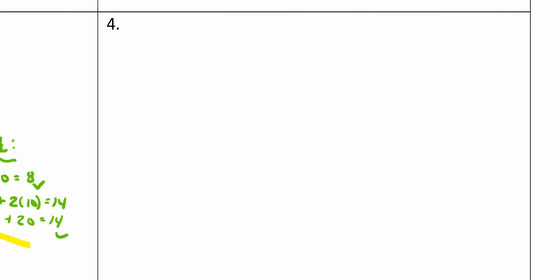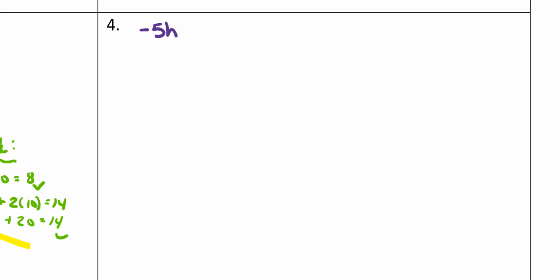Again, I'm going to let you try this one. The problem is negative 5h plus 7j equals negative 3. The next one is 3h minus j equals negative 11. I want you to solve this system. Pause the video, and when you're ready to turn it back on and check your answer, then do so.